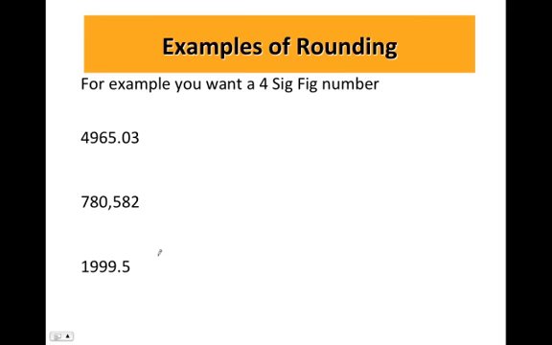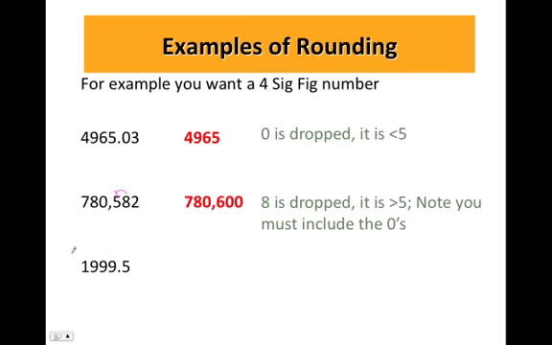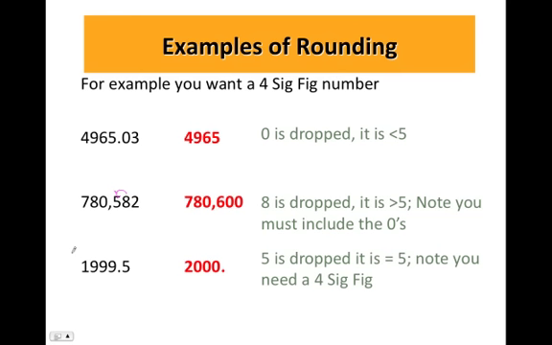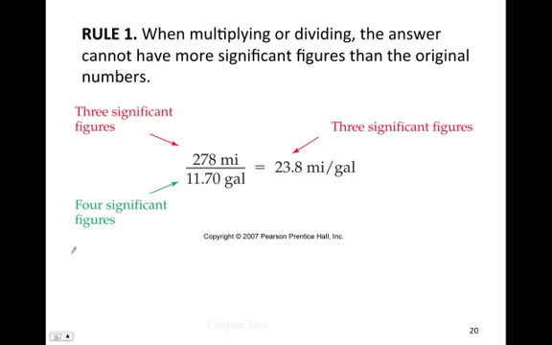Welcome back. To round the first one to 4 significant figures, we're rounding a 0, and so we don't need to keep or round anything. In the second case, we're rounding an 8, but since that 8 is beyond the decimal, we need to know, is this closer to 780,500 or 780,600? And that is obviously closer to 780,600. 1999.5 can be rounded to 2,000, but in order to make 2,000 be significant to 4 digits, we need to add a decimal. Now let's take a look at the math.